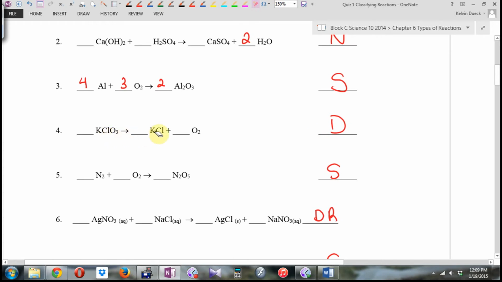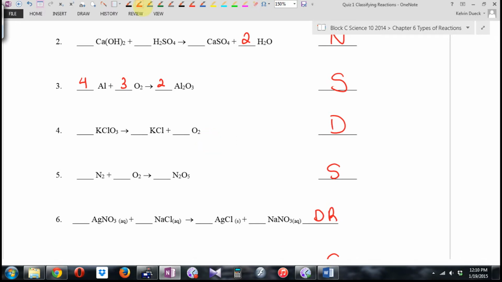KClO3 becomes KCl and O2. The K's match. The Cl's match. How many oxygens on the left? 3. How many on the right? 2. What do I want to turn those both into? Yeah, you spotted that. You do a little cross-multiply trick and clue in that that's your goal.